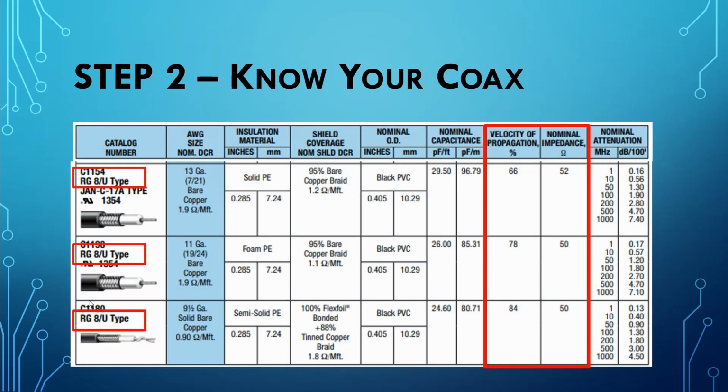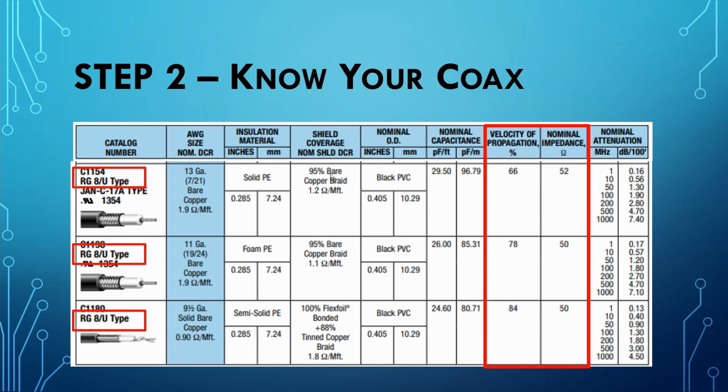In fact, here is a table of various versions of RG8U type coax. Notice the different velocity factors. Here we have one with a velocity factor of 66%, one of 78%, one of 84%. And notice too, the nominal impedance here is 52, 50, and 50. And they're all touted as being RG8/U type coax. And this is just one manufacturer.